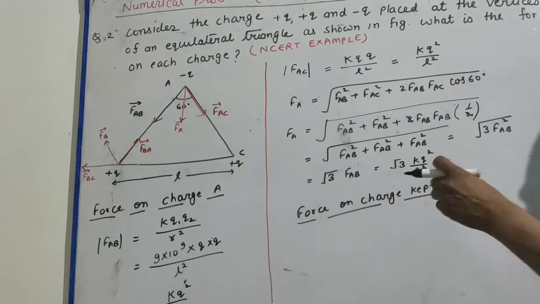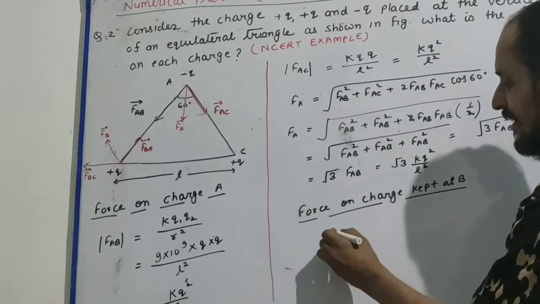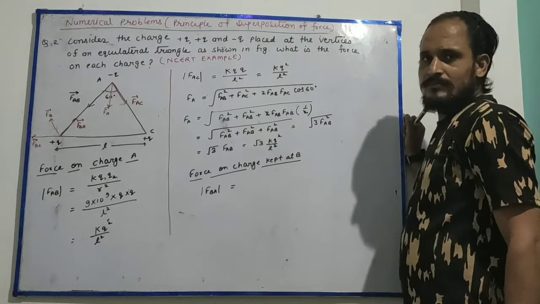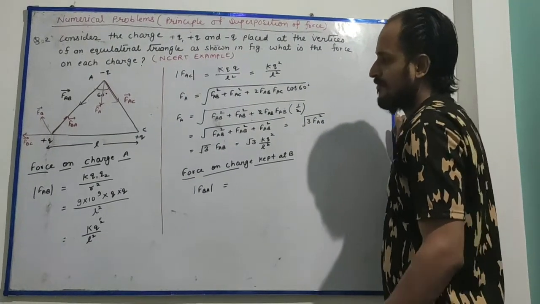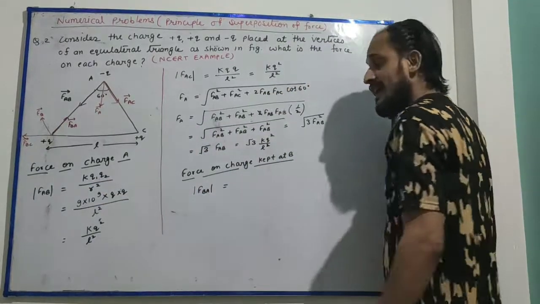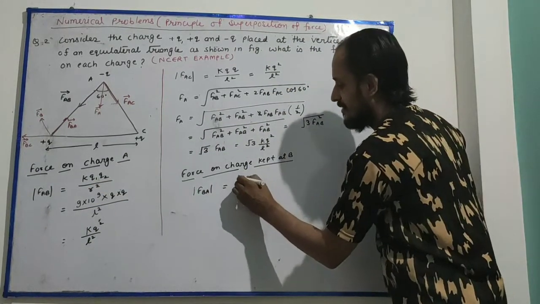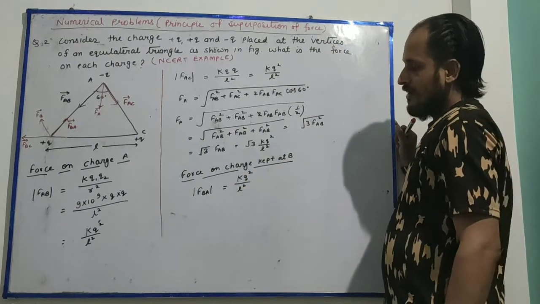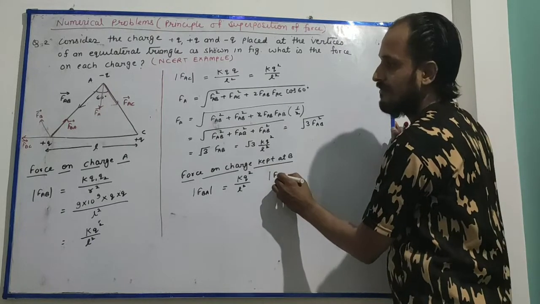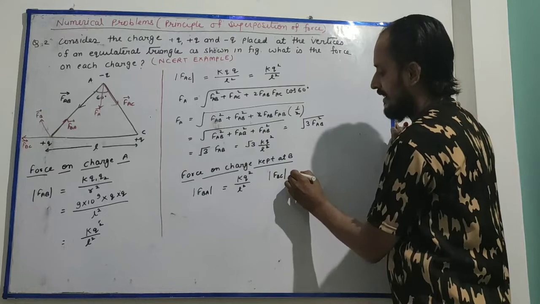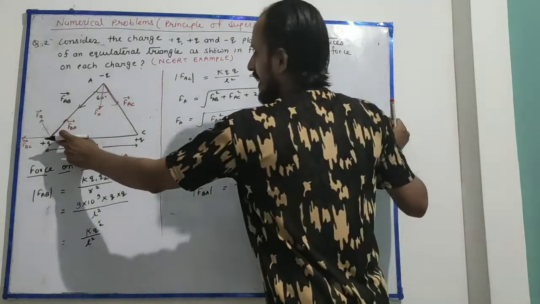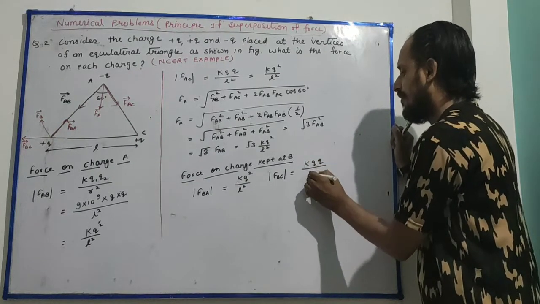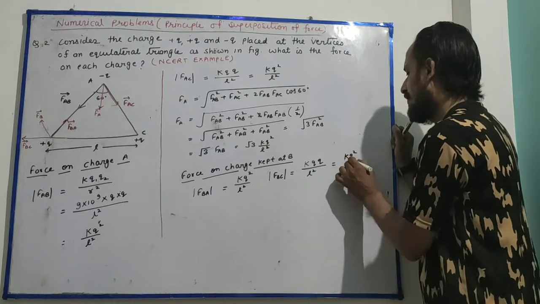So first of all, find the magnitude of force FBA. No need to calculate it. It comes the same. We have calculated it earlier. The magnitude of FAB and FBA are the same, but direction is different. So it will come KQ square upon L square. Now find the magnitude of FBC. It comes again the same, KQ square upon L square.